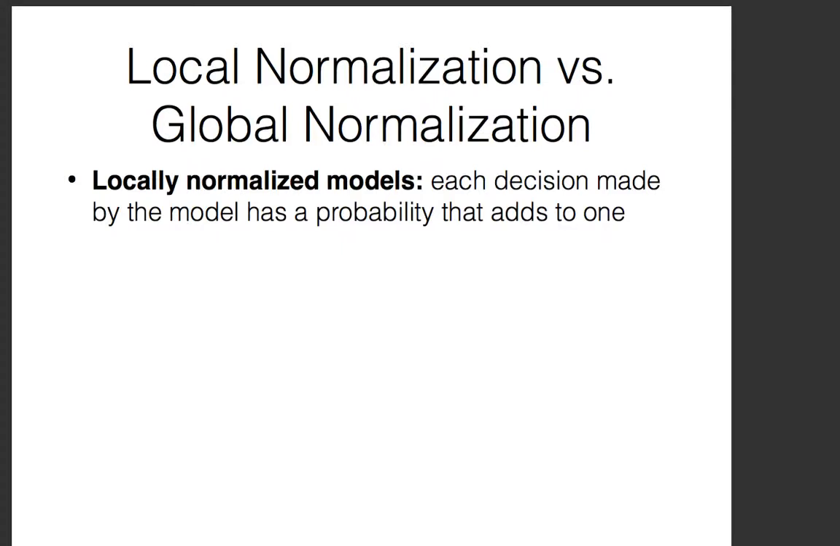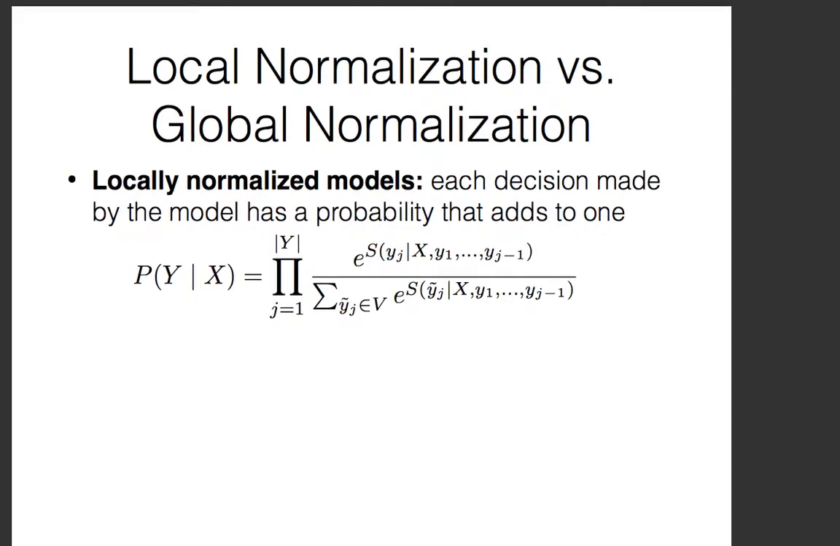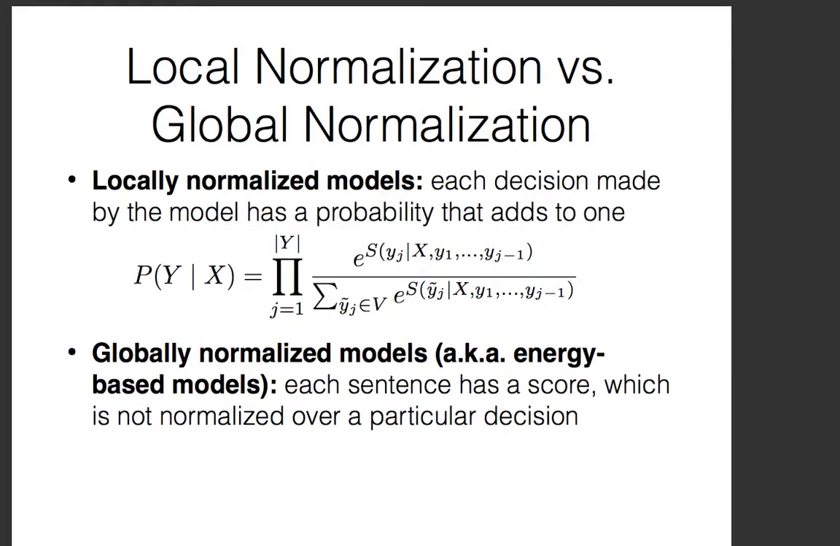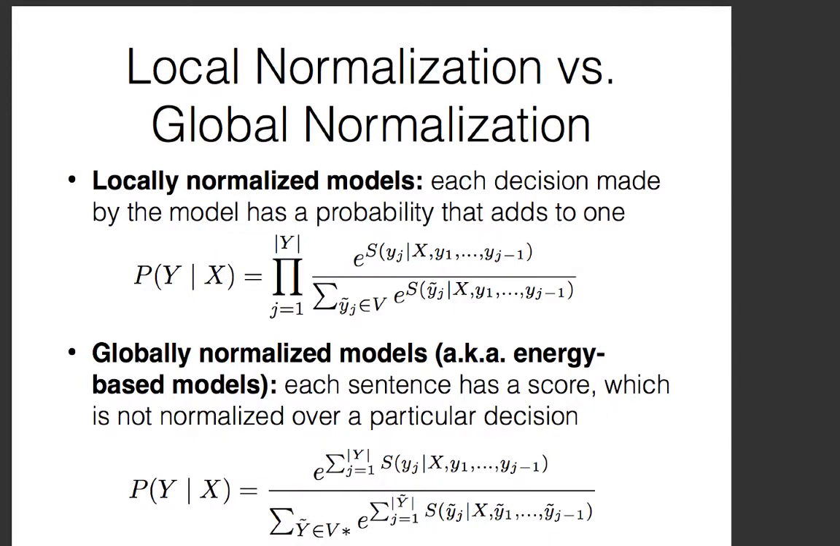Another kind of term that we should be familiar with is local normalization versus global normalization. Locally normalized models, basically what happens here is each decision made by the model has a probability that adds up to 1, which can be expressed in this equation. I'll explain the equation in a moment, but after I give you the contrast. Globally normalized models are also called energy-based models. Each sentence has a score, and this score is not normalized over a particular decision. So instead, it looks like this.